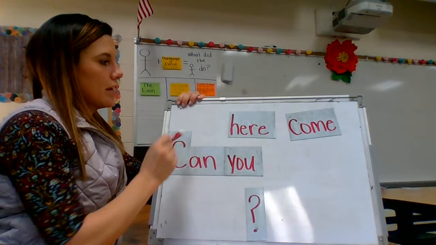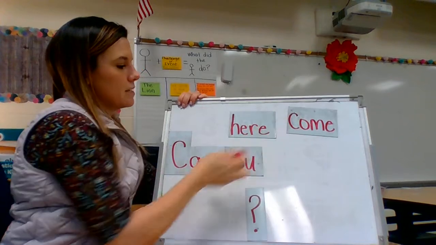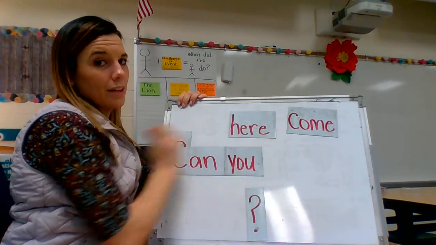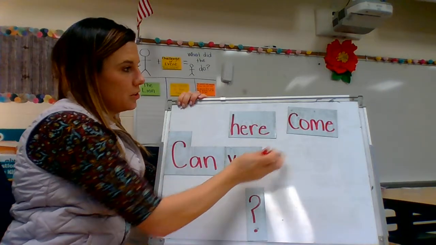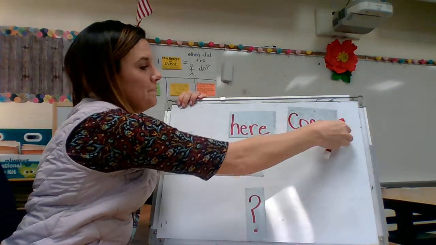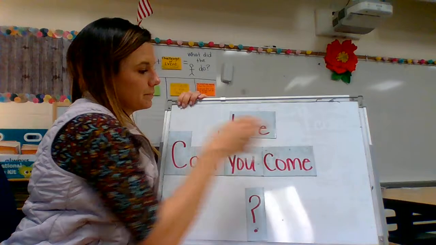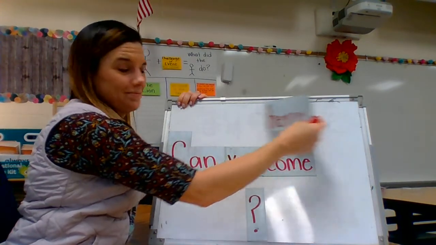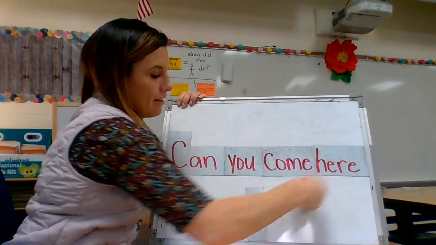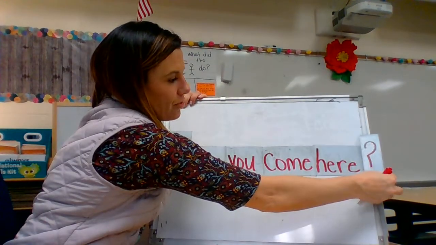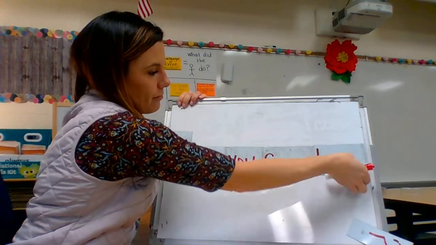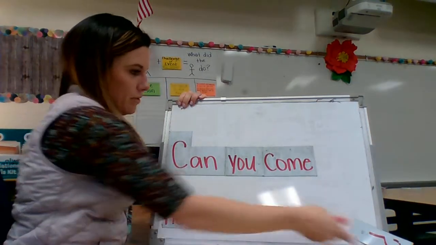Okay, so now let's figure out which word comes next. Can you hear? Nope. What about can you come? Can you come here? And then we have our question mark at the end. Oh, come on. Oh, no. All right, I'm going to have to move it down. That's okay.